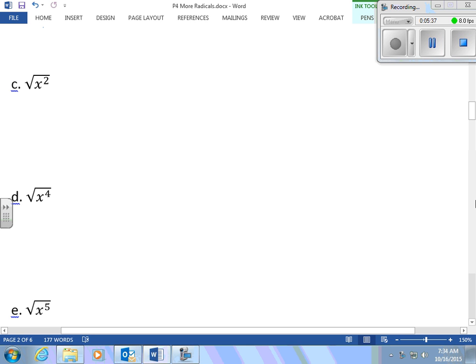Simplifying these radicals. If I have the square root of x squared, that just gives me x, because x times x gives me x squared. When I've got x to the power of 4 and I'm taking the square root of that, I want to know what multiplies by itself to give me x to the power of 4. That would be x squared, since x squared times x squared equals x to the power of 4. If you think to the exponent rules, we add those together.